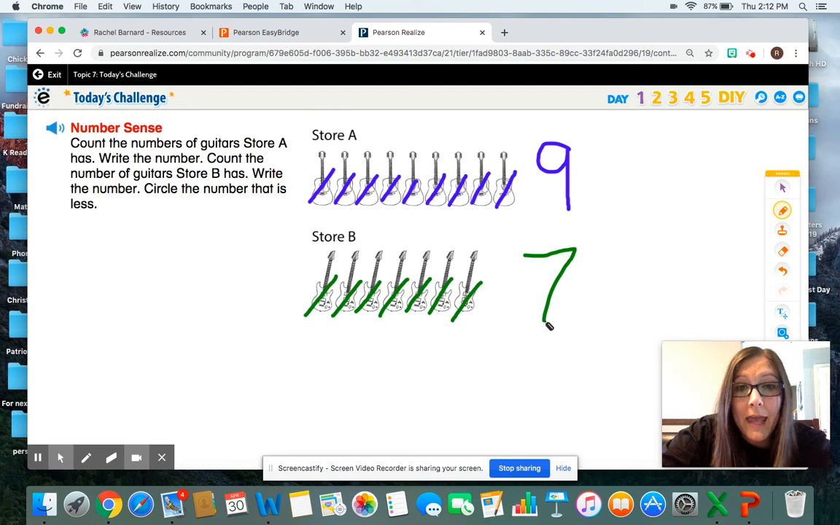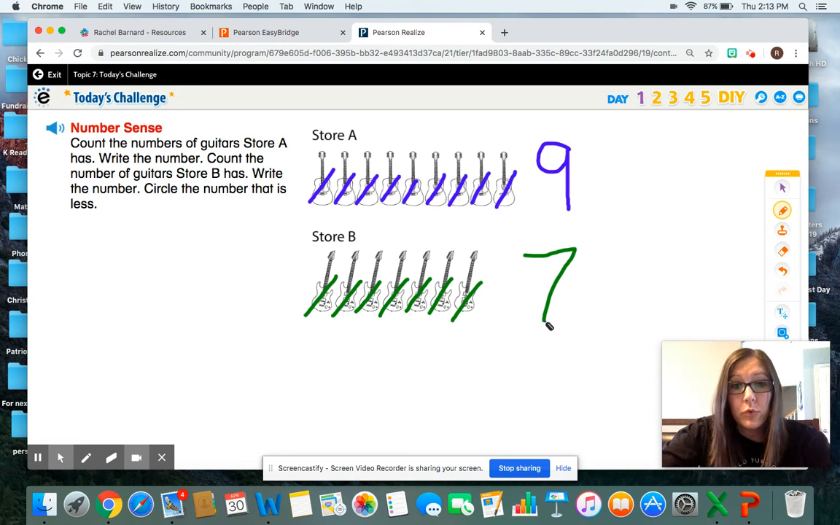All right, store A has 9 guitars and store B has 7 guitars. The directions say circle the number that is less. Remember, less means not as many. Which store has fewer? That means the same as less. Which store has fewer guitars? Which number is less than the other? If you said 7 is less than 9, you are correct.